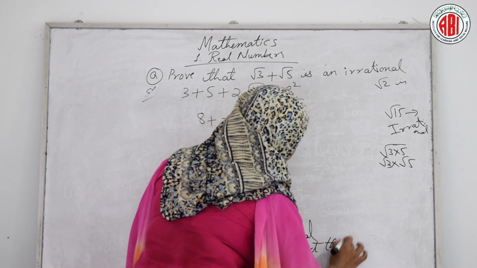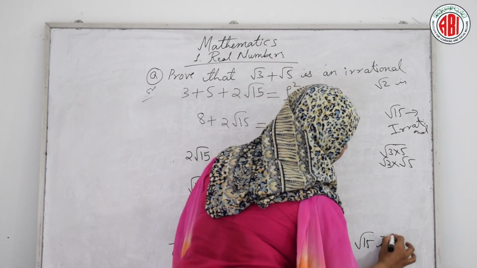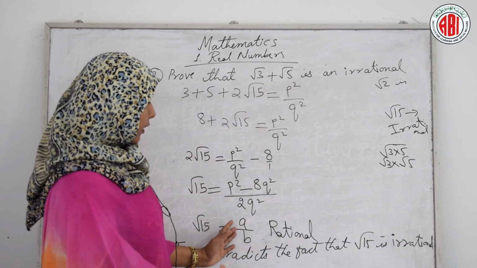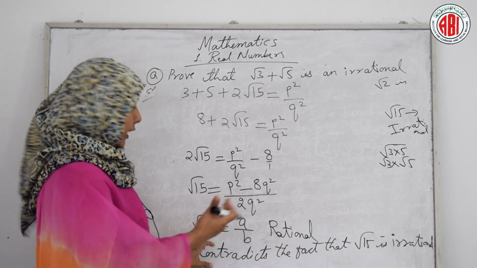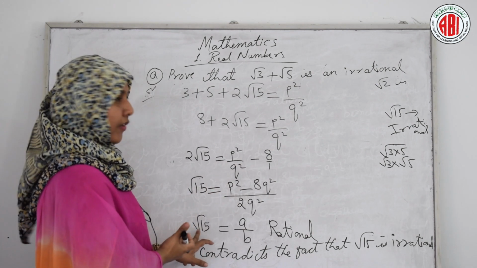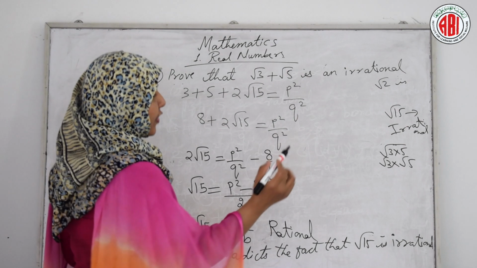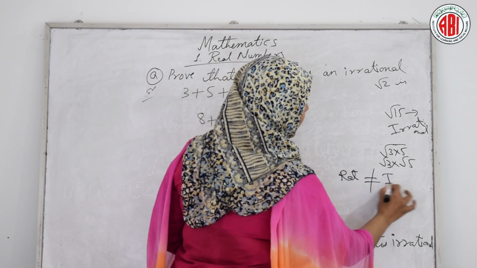that root 15 is irrational. Root 15 is equal to a by b. A by b is nothing but a rational number. This is a rational number and root 15 is irrational. The fact is that root 15 is irrational, but a by b is rational. Can rational and irrational be equal? Rational is not equal to irrational.